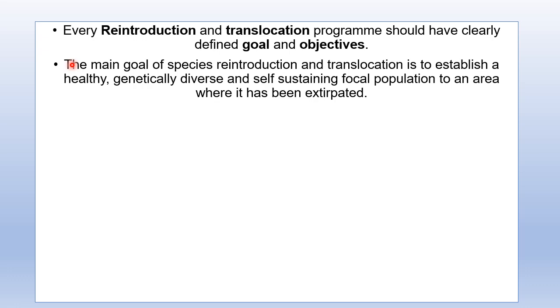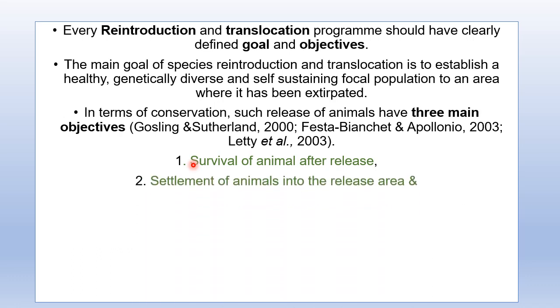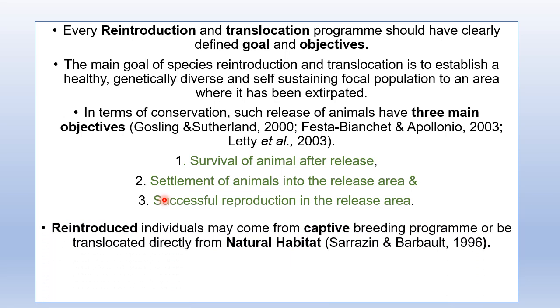The main goal of species reintroduction and translocation is to establish a healthy, genetically diverse and self-sustaining focal population to an area where it has been extirpated. In terms of conservation, such release of animal have three main objectives. First one is survival of animal after release, settlement of animals into release area, successful reproduction in the release site.